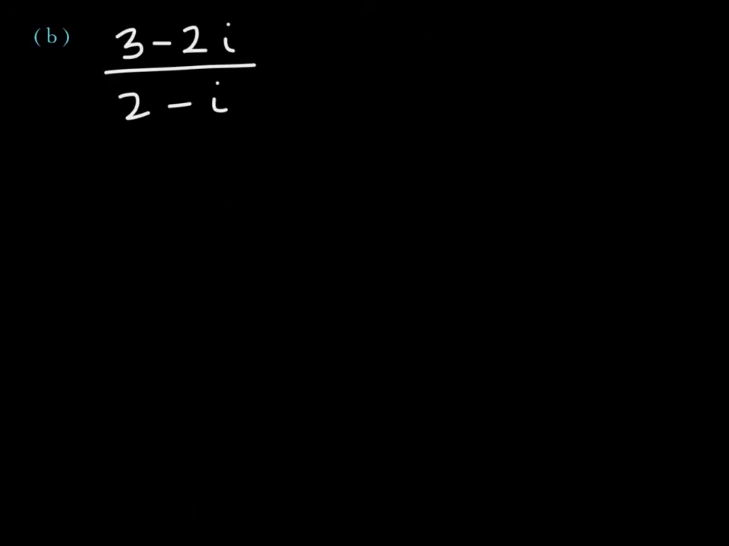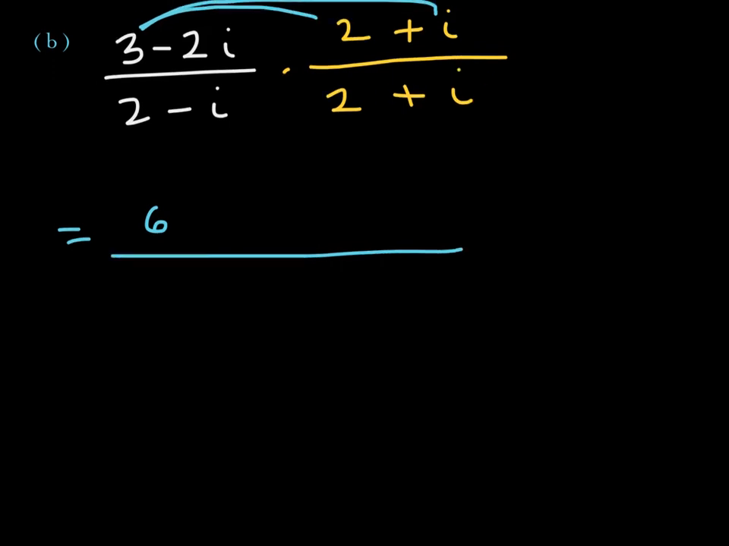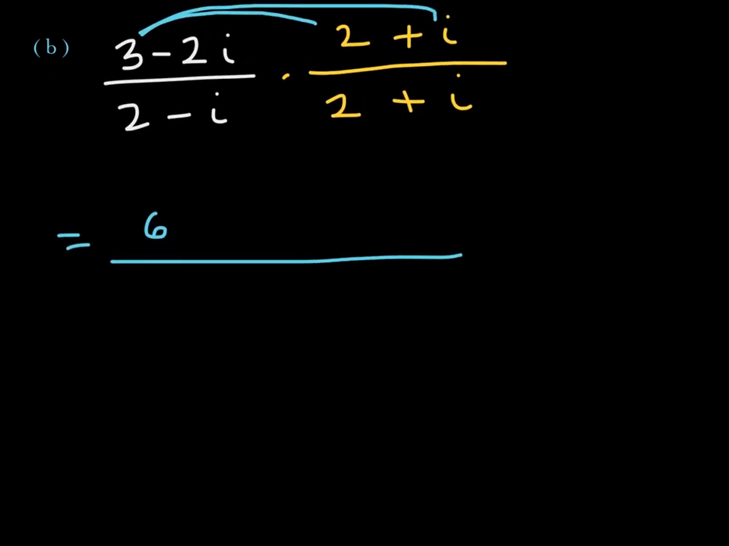Okay, 3 minus 2i divided by 2 minus i. Let's multiply the numerator and the denominator by the same thing, and that is the complex conjugate of the denominator, 2 plus i. All right, let's go. Now, we're going to have to distribute, all right? So the numerator, 3 times 2 is 6. 3 times positive i. I'm not sure you can see that. Let me move this up a little bit. 3 times i is 3i.